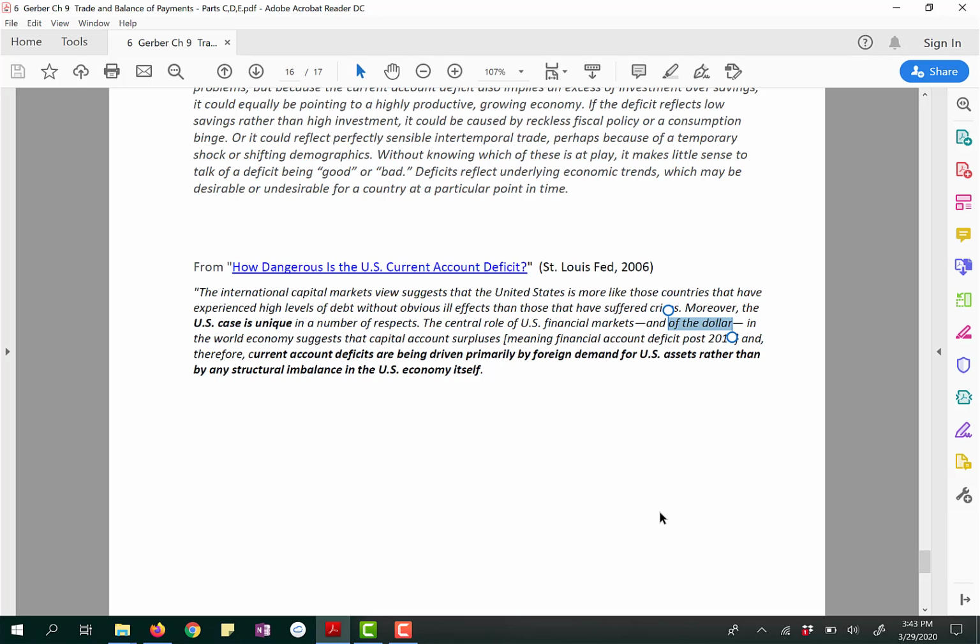And it comes to the conclusion that current account deficits in the United States are not so much a result of structural imbalances, like, for example, a lack of competitive goods and services being produced, but rather the trade deficit is to some degree driven by the fact that we have such a large amount of capital inflow into the United States.